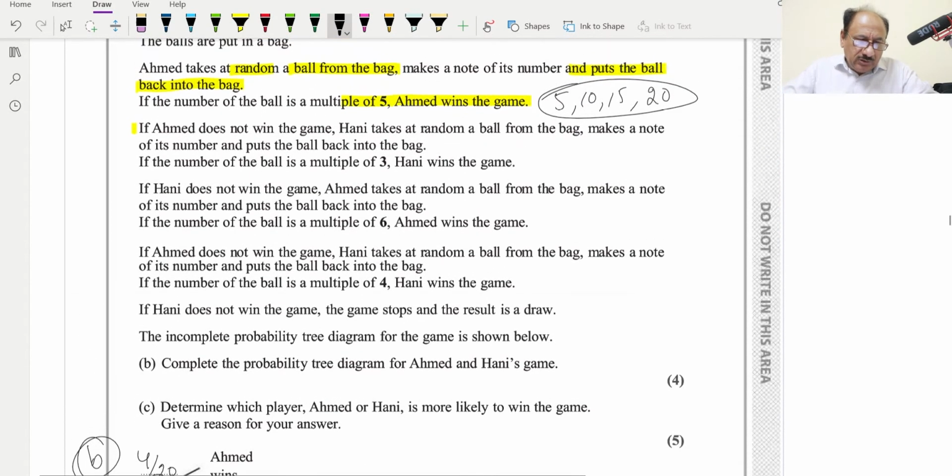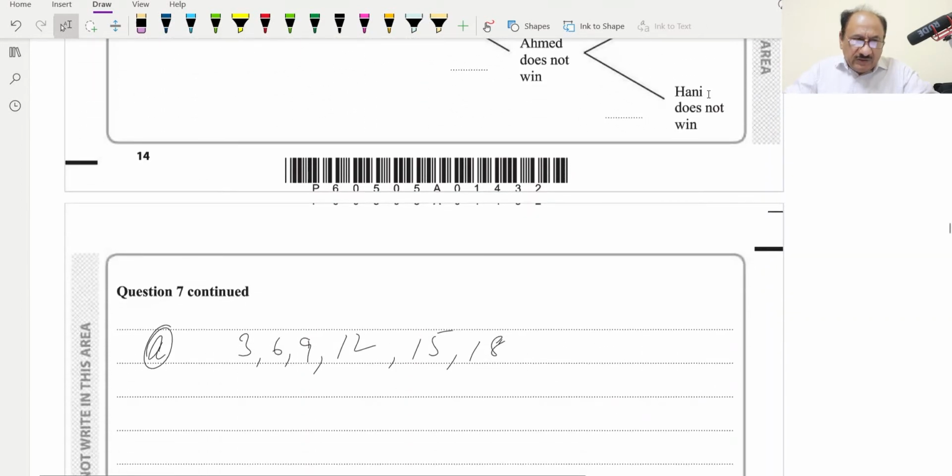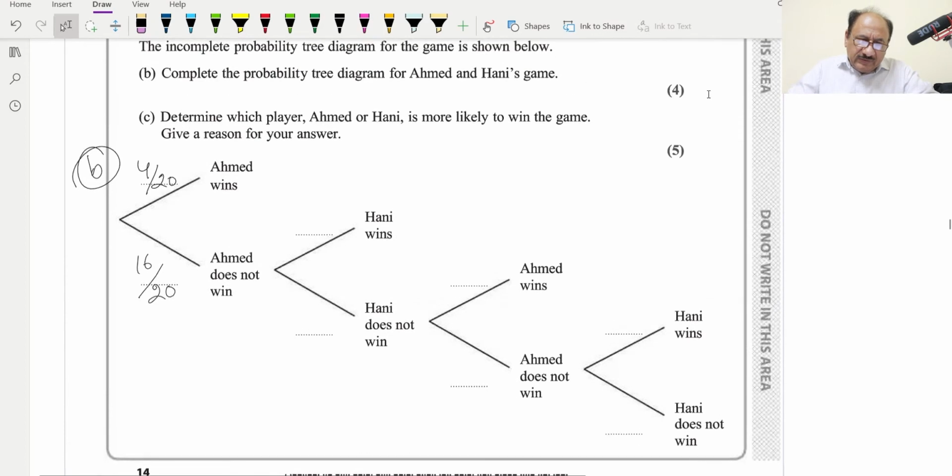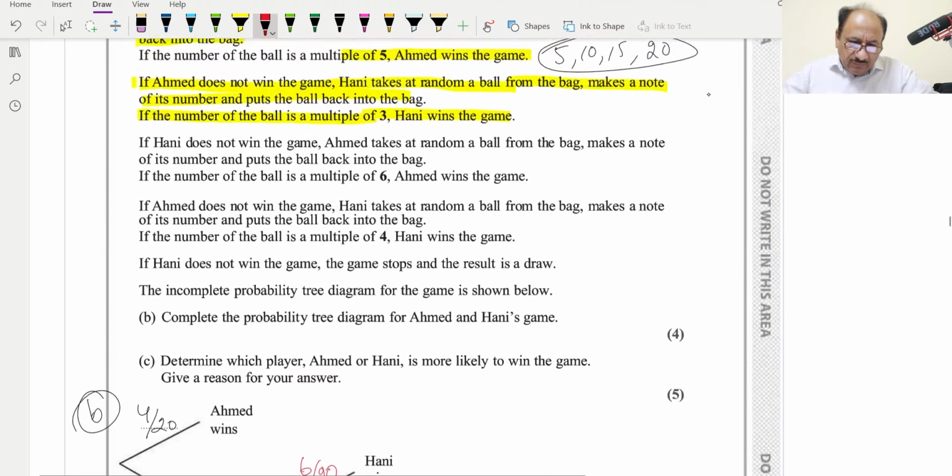Now the next portion: if Ahmad does not win the game, Hani takes at random a ball from the bag, makes a note of its number, and puts the ball back into the bag. If the number on the ball is a multiple of 3, multiples of 3 we have already written, which are over here, which are 6. So for Hani's turn, it will be 6 out of 20 win, and the remaining 14 out of 20 will be not winning.